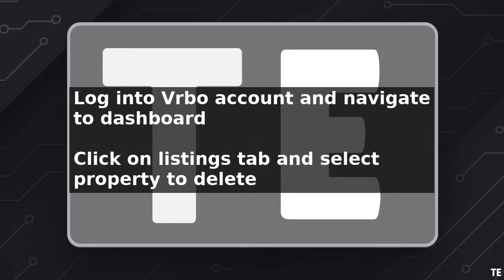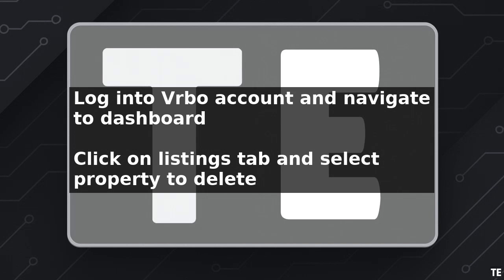To delete a Vrbo listing, start by logging into your Vrbo account and navigating to the dashboard. From the dashboard, click on the Listings tab and select the property you want to delete. Once you have selected the property, click on the Edit Listing button and scroll down to the bottom of the page. You will see a Delete Listing button.